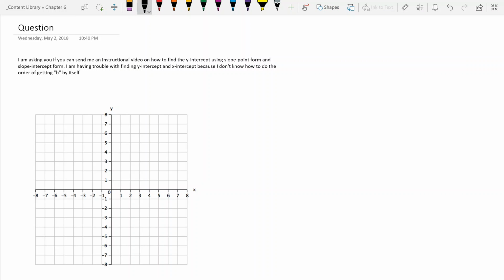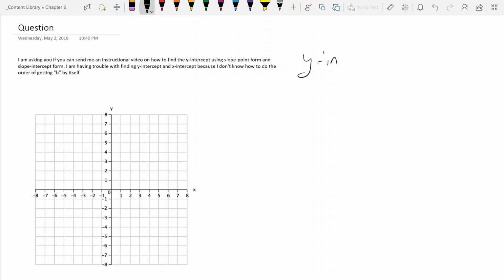Alright, I got this email question. I'm asking you if you can send an instructional video on how to find the y-intercept using slope point form. The slope point form is this one. And using slope intercept form.